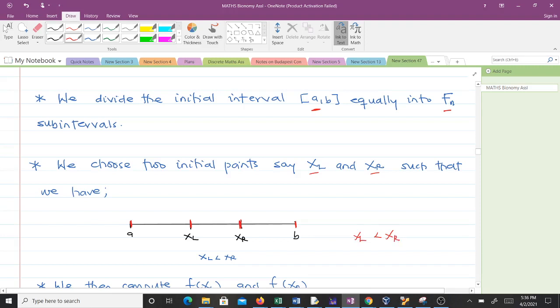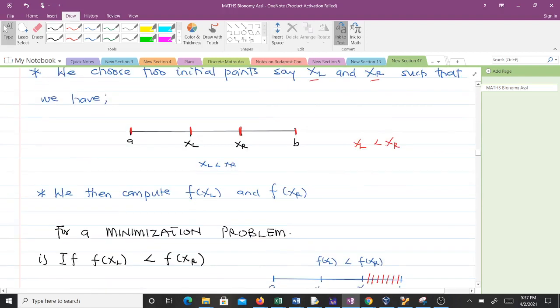After choosing those two points, actually we have a formula that we are going to use to get our xl and our xr. But now we are going through the general approach. After that, we'll implement that using one of the algorithms. After getting our xl and our xr, we then compute f of xl and f of xr. So we compute these two functional values. After getting them, we make a decision.